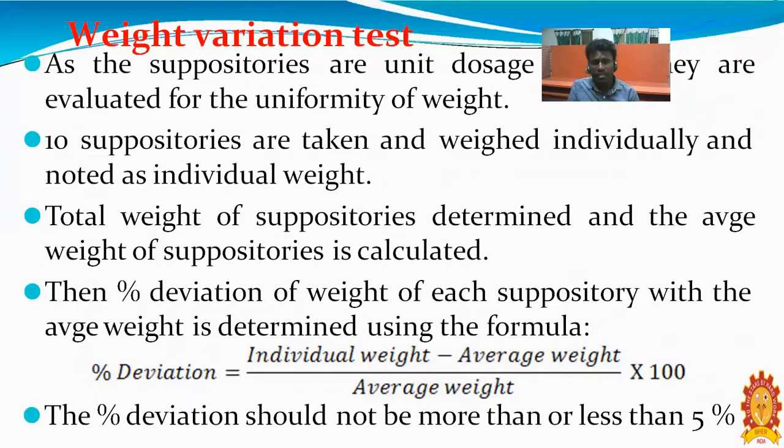Weight variation was already discussed. For the unit dose, suppositories are evaluated for uniformity of weight. Ten suppositories are randomly selected, and each is weighed individually. The individual weights are noted, the total weight is taken, and the average weight of the suppositories is determined. Then the percentage of deviation is calculated using the formula: the difference between the individual weight and the average weight, divided by the average weight, multiplied by 100. The percentage of deviation should not be more than 5%.